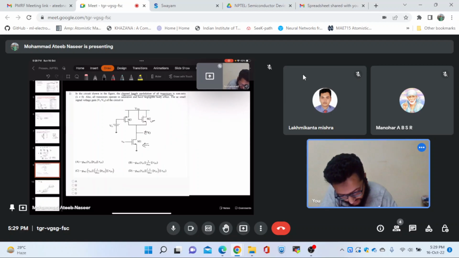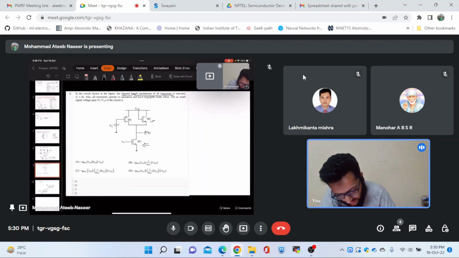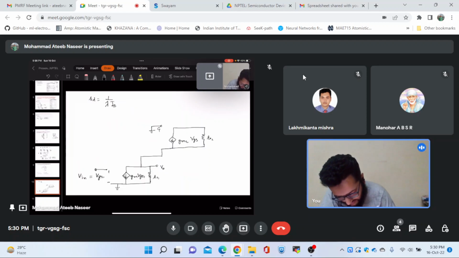Let us see how it's biased. This gate is biased with some fixed voltage, and we know this will be grounded during the small signal analysis. Since this is the fixed voltage, we have to ground this terminal, that is this gate terminal. It needs to be grounded. So we are grounding this terminal. This is the gate, and we have to ground this drain terminal as well.